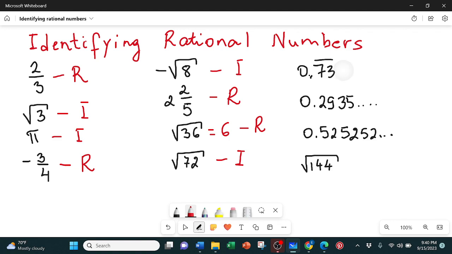How about a decimal that is repeating? In this case, repeating decimals are rational numbers. In another video, I explain the whole steps for how to convert a repeating decimal to a ratio. The following number is 0.2935, and it will continue. As we see, all digits 2, 9, 3, 5 are not repeating. The number will continue, non-ending. So in this case, it's an irrational number.